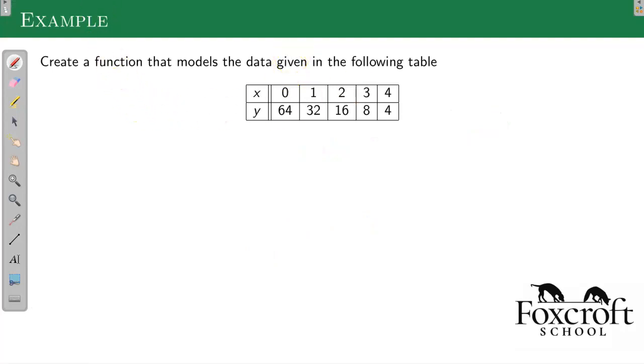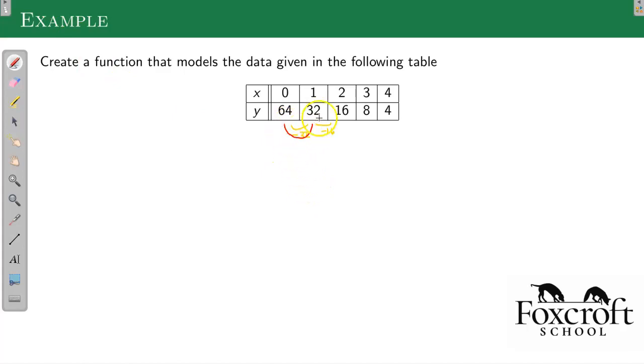Another example, I had to get from 64 to 32. If I'm trying to make it linear, I have to subtract 32. From 32 to 16, I have to subtract 16. So right away, I see that it's not going to be linear because these values are different. Linears add the same thing over and over again.